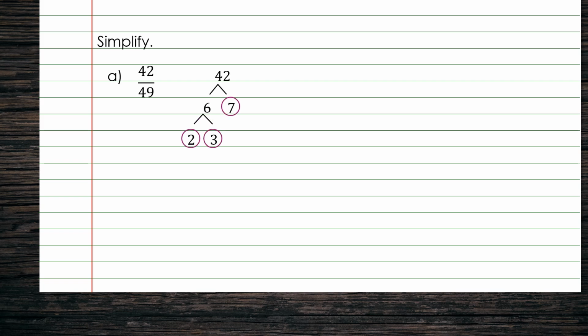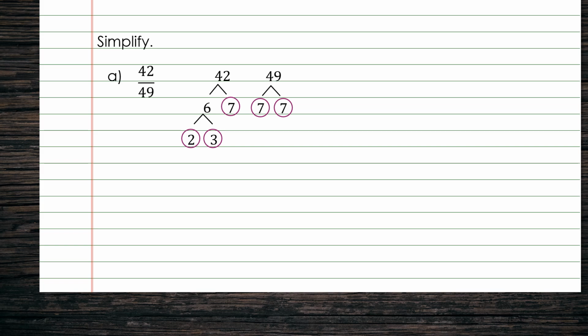Hopefully you arrived with the same factors of 2, 3, and 7. Keep in mind the order does not matter. Now we need to factor the denominator, which is a 49. So again, do some side work on the side of your paper and factor 49. Hopefully you arrived at the values of 7 and 7 for 49.